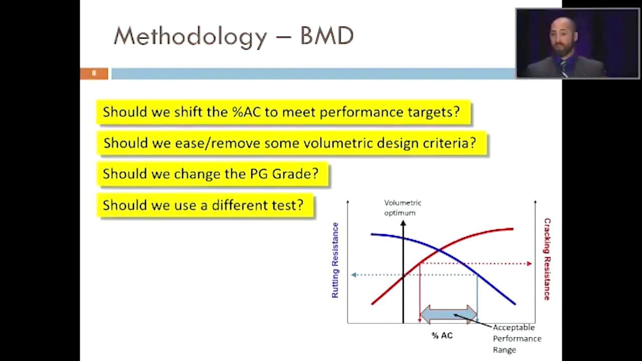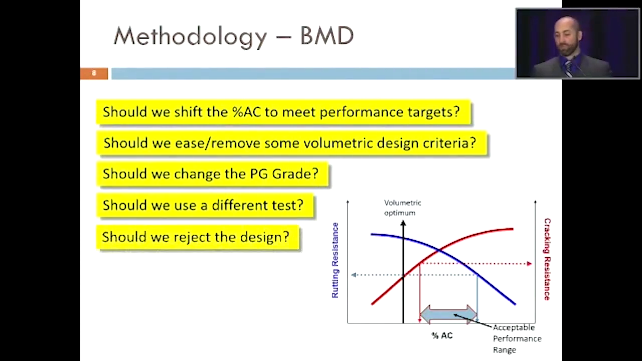Should we use a different test? Just because the volumetric target doesn't fall within our performance range, is that performance range right? Or should we just reject the design? Should we say we're so confident in these performance tests that this volumetric design won't meet the performance criteria, is rejected, go back to the drawing board? I don't think that's the right direction either.